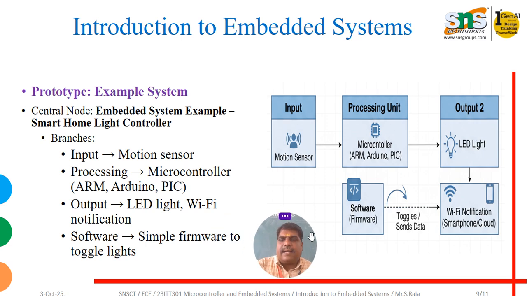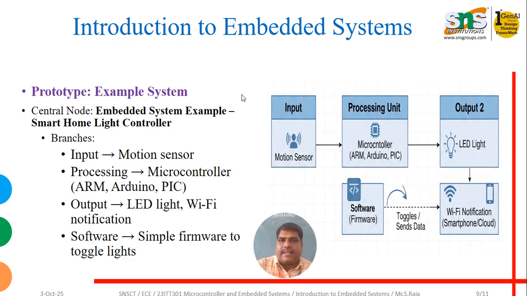The next, this is the last part, that is the fourth part, prototype. That is, we have to construct how the embedded system is classified. An embedded system example is a smart home light controller. Here the input is the motion sensor. Then processing is done using a PIC microcontroller, Arduino microcontroller or ARM microcontroller. Then the output is the LED light or Wi-Fi notification. The software used is a simple firmware to toggle lights.